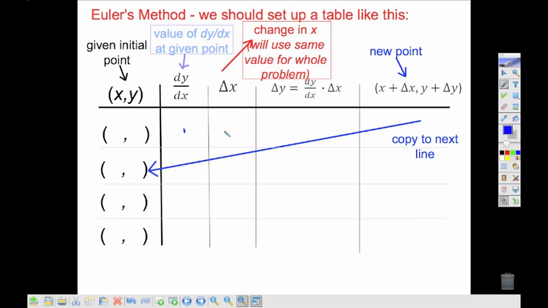So our next step, once we know the slope of that line and we know how much x is changing, we can multiply those together to find out how much y is going to change. We then would add that change in x and that change in y to our original point to find the new point, how much it moved when we moved that little bit of delta x. We'll copy it down to the next line and then take another step.